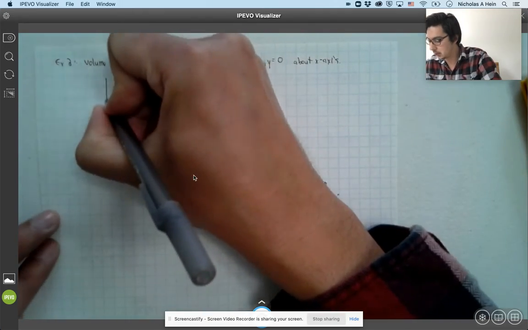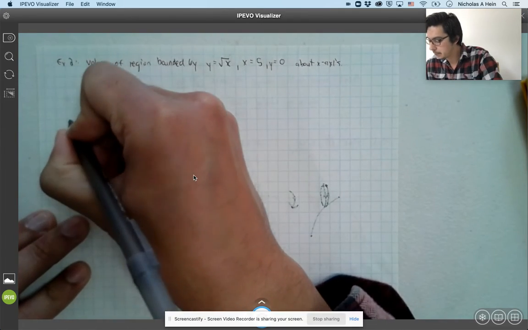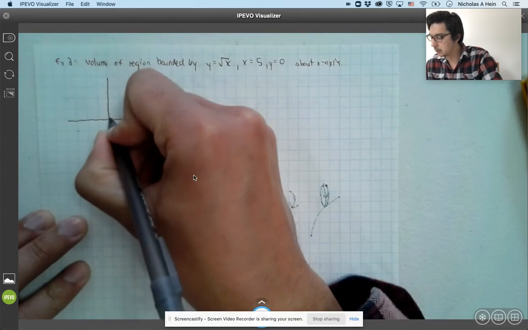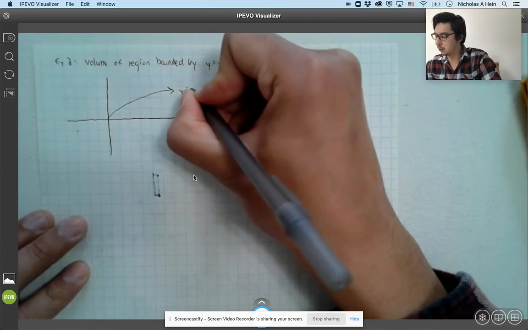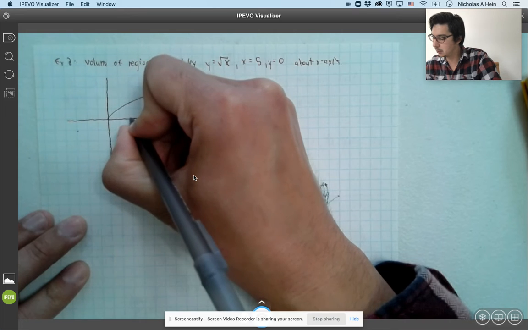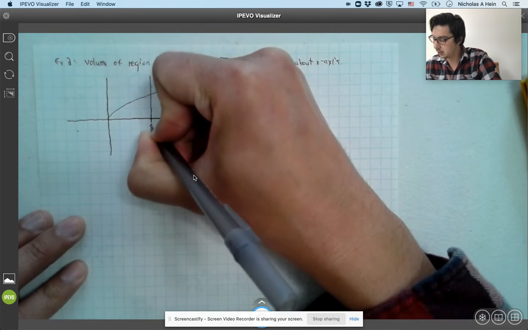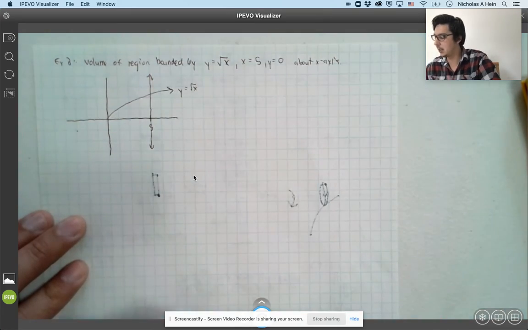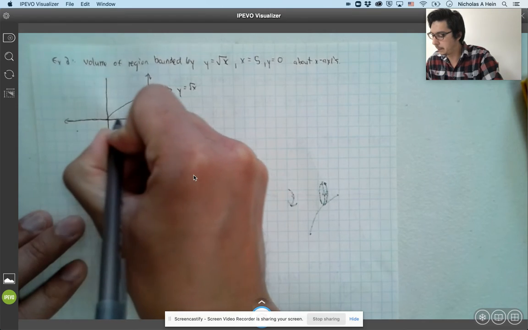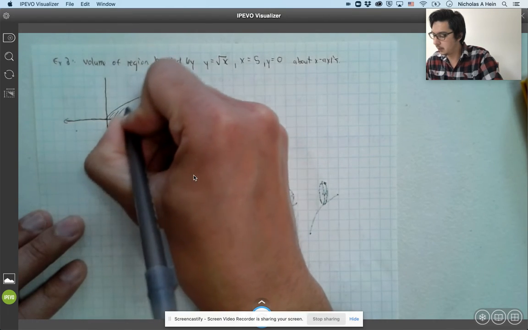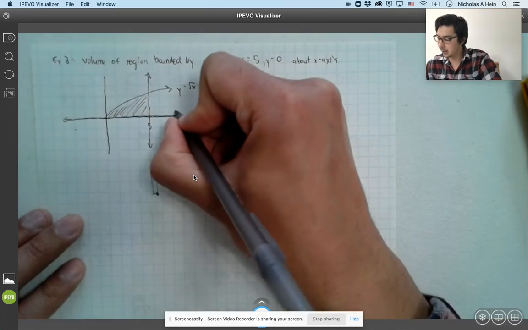So we'll sketch this first, as always. Root x is going to look roughly like that. There's your y equals root x. X equals 5. 1, 2, 3. Well, just draw it like so. There's x equals 5. And y equals 0, which is here. So there's the region right here. And we're going to rotate about the x-axis.